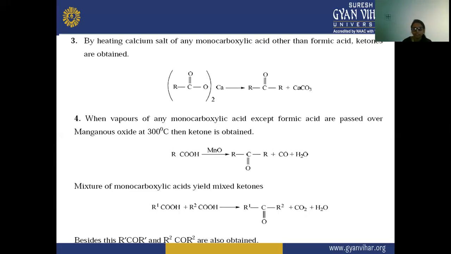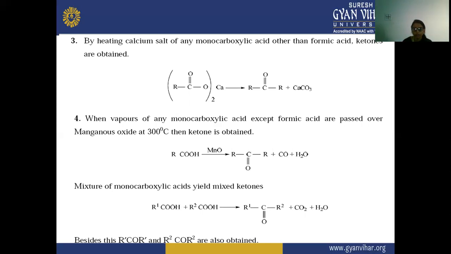Next, by heating the calcium salt of any monocarboxylic acid other than formic acid, ketones are formed. So if we heat the calcium salt of a monocarboxylic acid, other than formic acid, there is a formation of the ketone. This is the calcium salt of the monocarboxylic acid, and this forms a ketone here, and calcium carbonate is also formed here.